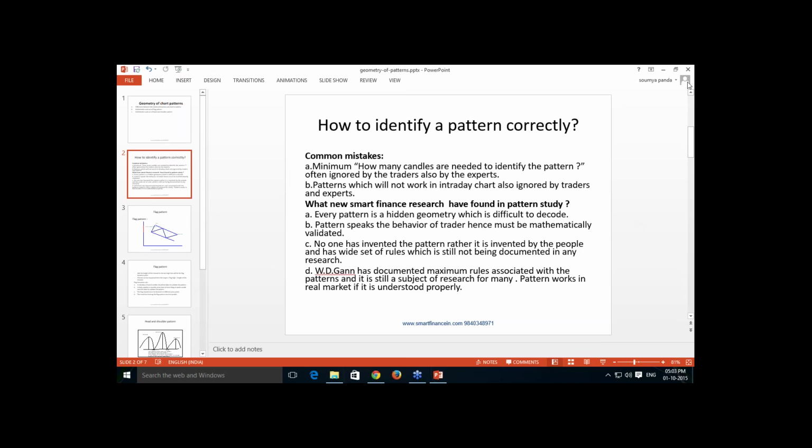And the same people, in the same price group, they used to say different names. Someone is saying that it is a double top, someone says triple top, someone says that no, it is a head and shoulder. So before going into this pattern, you must understand what this pattern is.